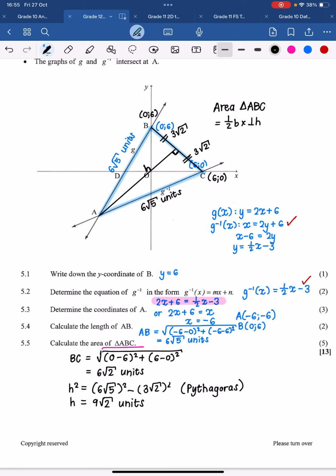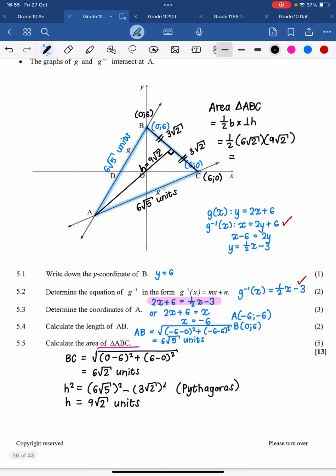Okay, so now we are going to use that to find our area of the triangle. Using our half base times perpendicular height, it's going to be a half. The base was 6 root 2, that's BC that we calculated, and the perpendicular height is 9 root 2. So the answer, if we work that out, is 54 units squared.